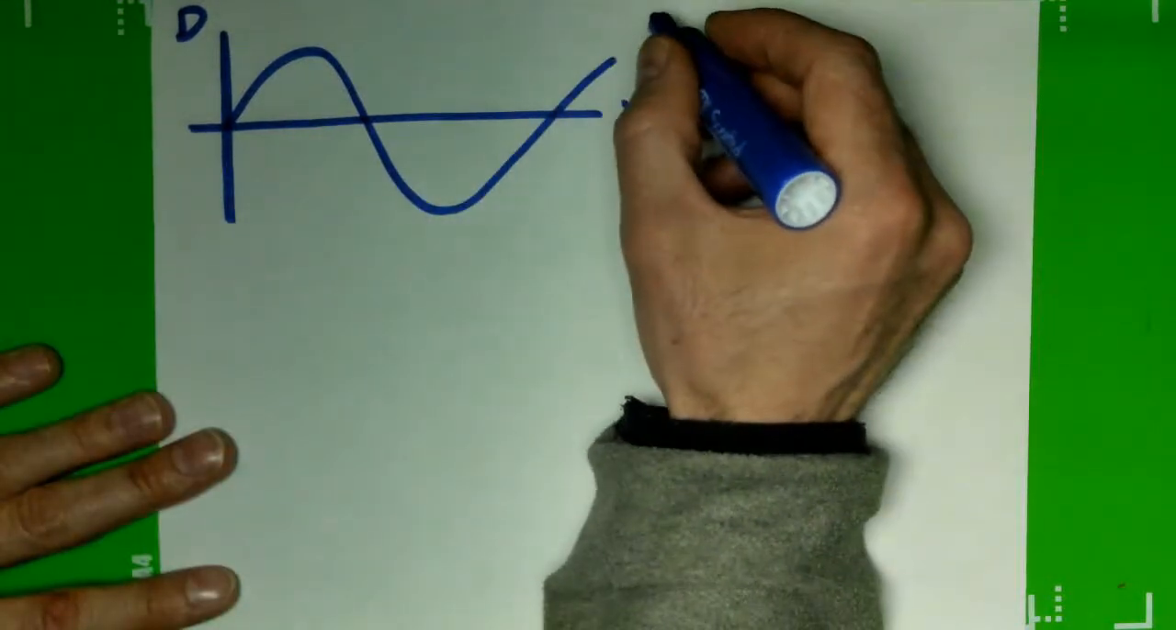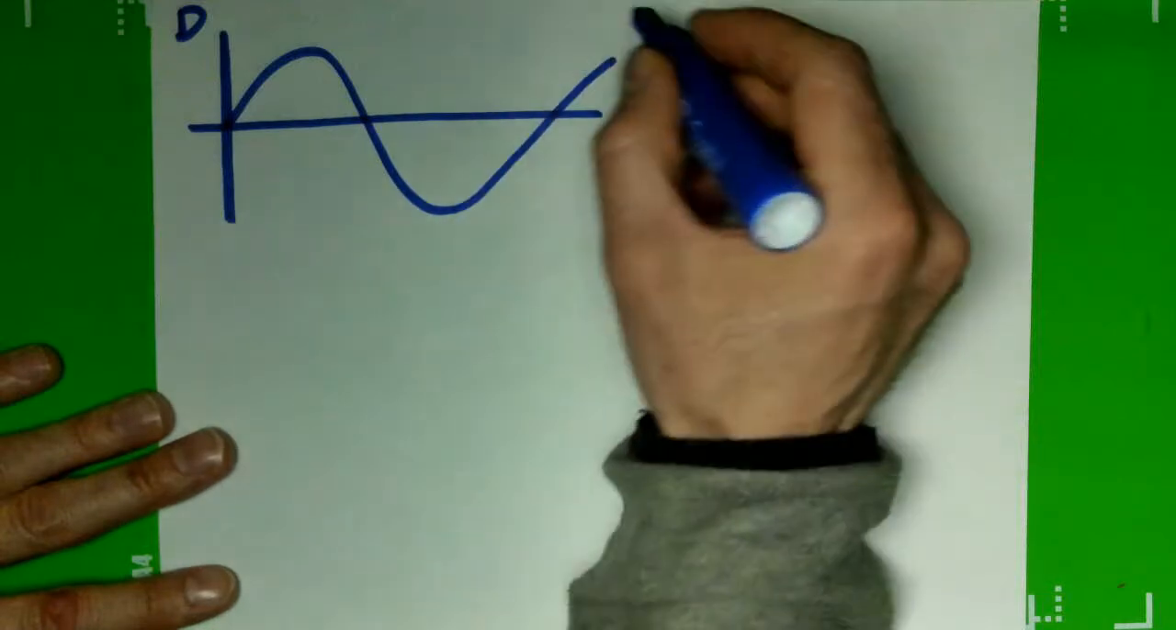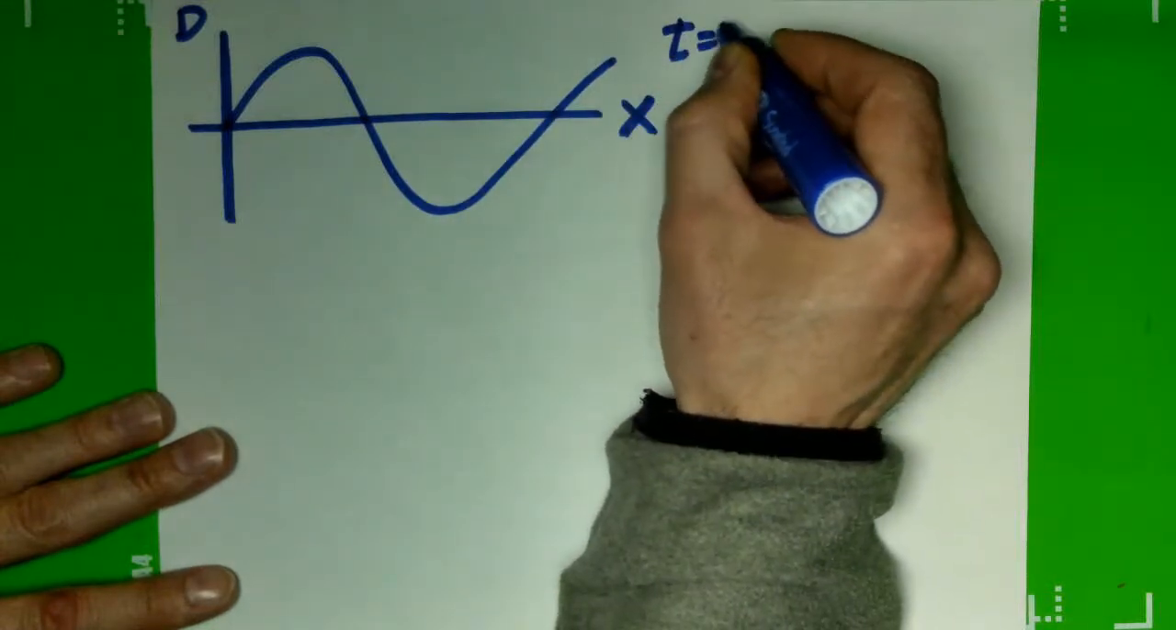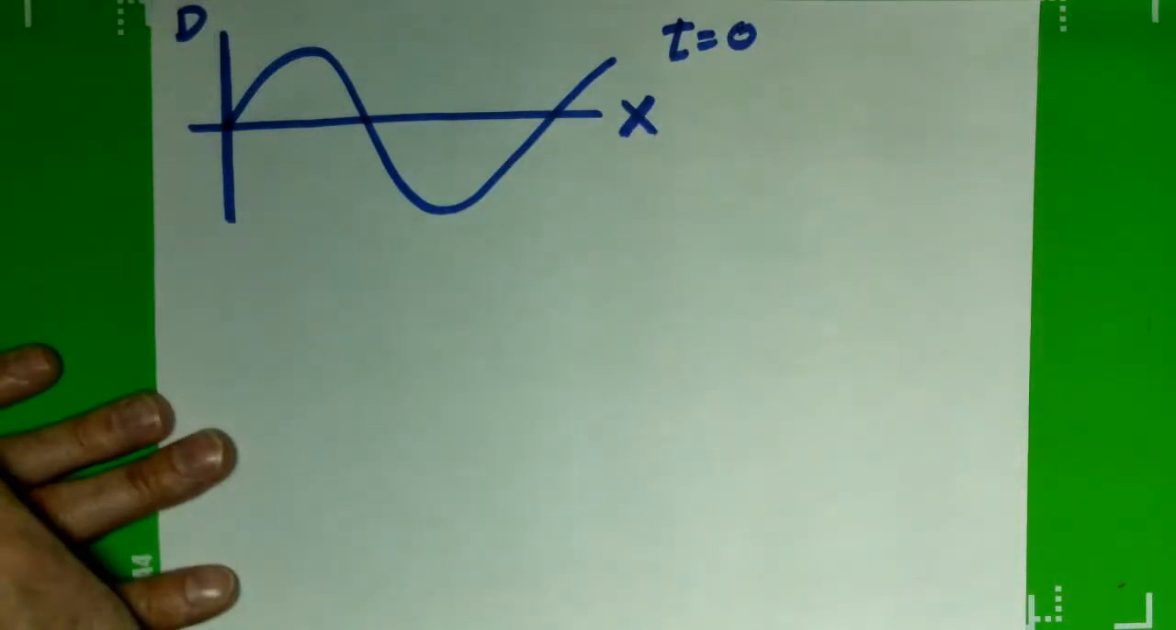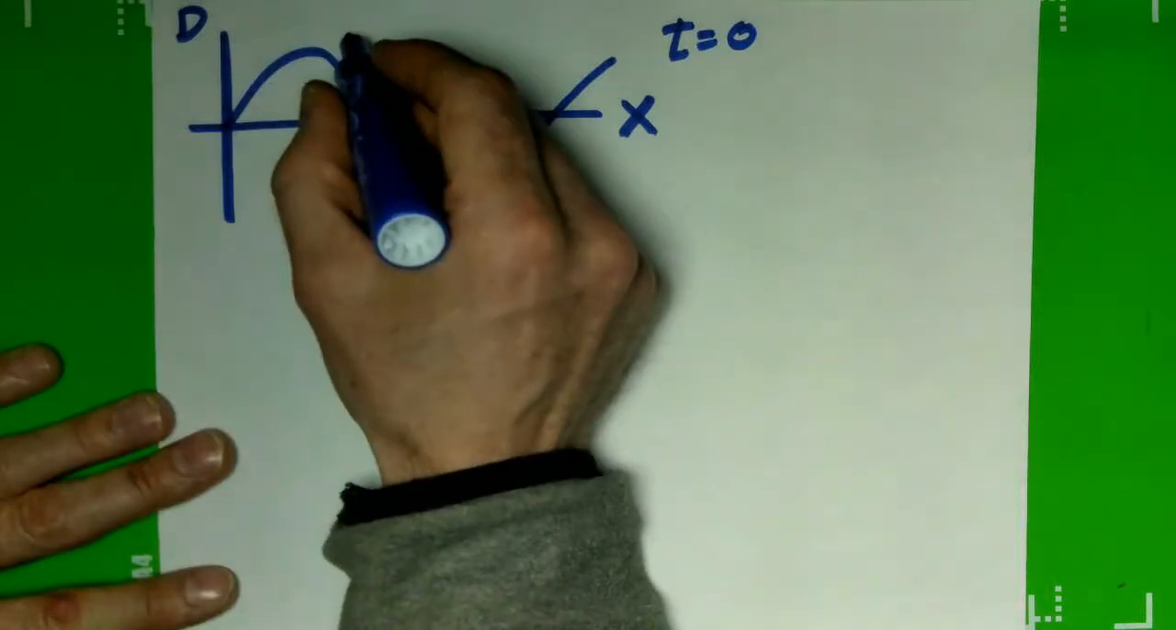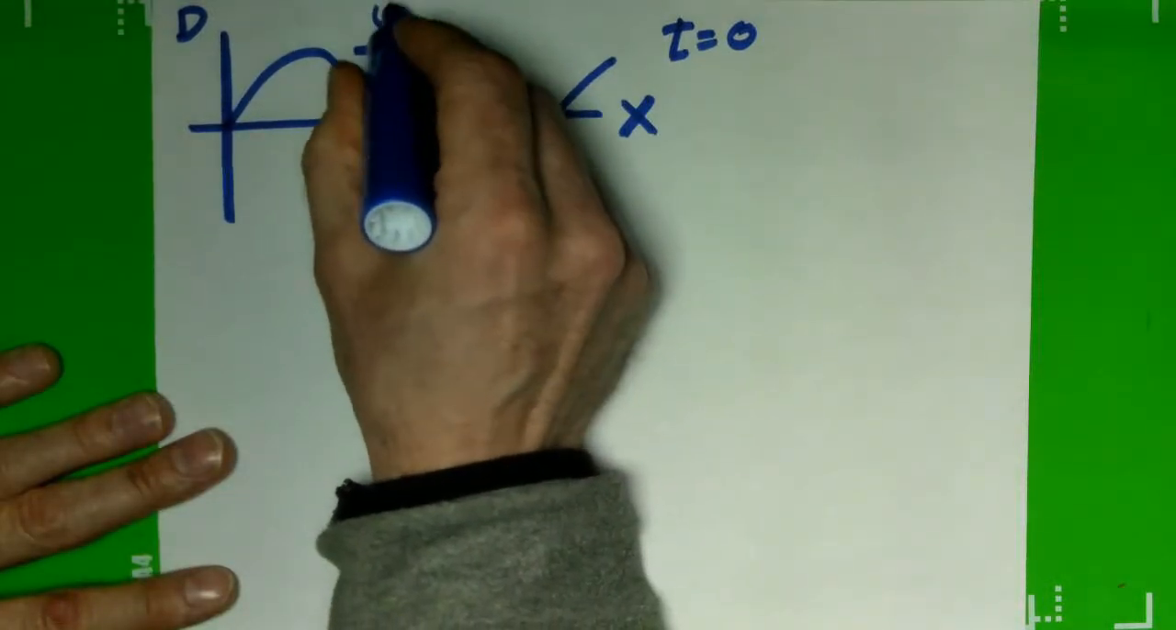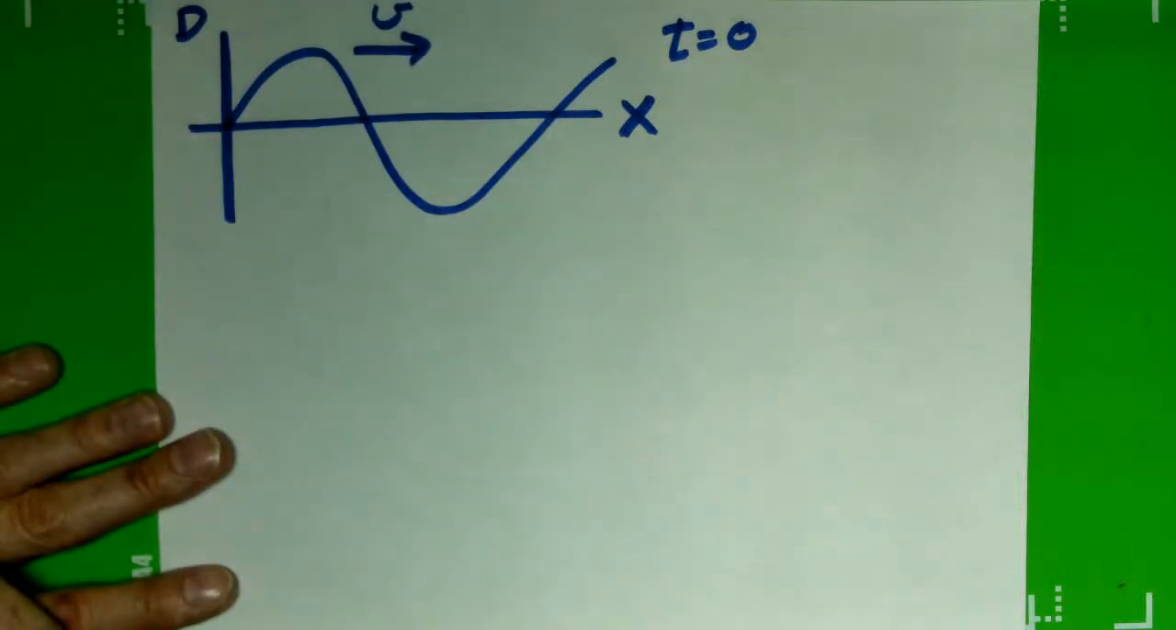Let's go ahead and pick a time. All snapshot graphs need to have a time, so we're going to say this is at t equals 0. And the other bit of information I need to know is what direction this wave is traveling. So I'll just say it's traveling to the right with speed v. Okay. So my goal is to try and describe that mathematically.